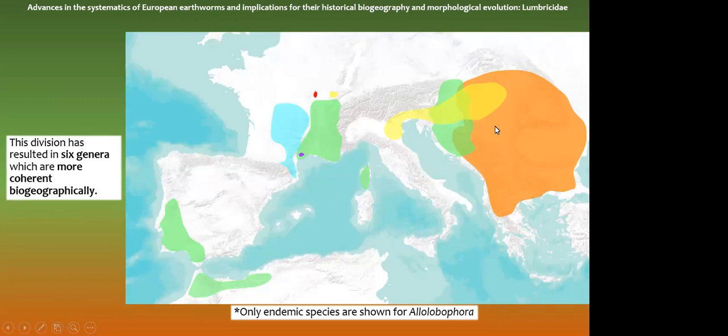Previously, all those species were in a single genus, which had a really wide range. But now we can see that those genera have more coherent, more restricted distributions, and only Allolobophora sensu stricto appears to have a wide distribution, but it makes a lot more sense. And this happens pretty much with any family of earthworms that we study: large genera get split into small genera, which are restricted geographically.